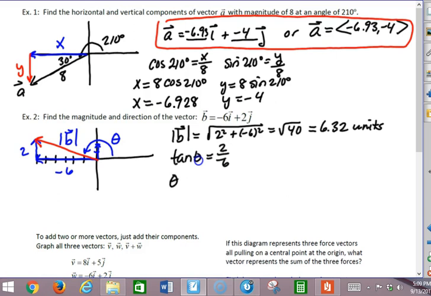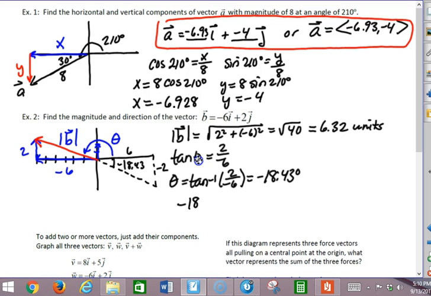And then to find theta, I can say tangent of theta is 2 over -6. So theta is equal to inverse tangent of 2 over -6, which turns out to be -18.43 degrees, which is clearly not the angle I'm looking for. -18.43 happens in quadrant 4 when I have -2 over +6. I get the same trig value. So this angle is -18.43. It's exactly opposite to the angle that I'm looking for.